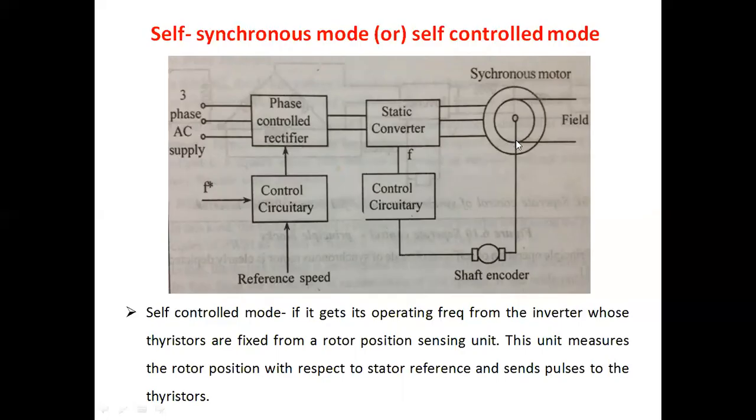Now we measure the frequency as well as the speed signal from the synchronous motor drive using a shaft encoder. With the help of that signal, we compare the reference speed with the actual speed, and the reference frequency with the actual frequency. With the help of the control circuit, the firing circuit, we generate the firing pulses for the rectifier and inverter circuit. From the motor itself, we are measuring the actual speed and actual frequency, and with the help of these we do the control. That's why it's called self-controlled mode or self-synchronous mode of operation.